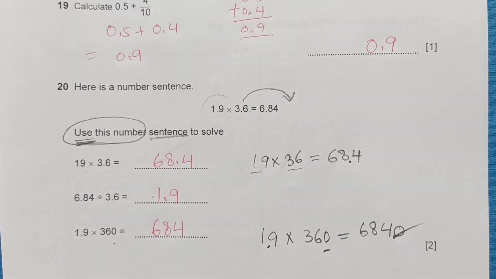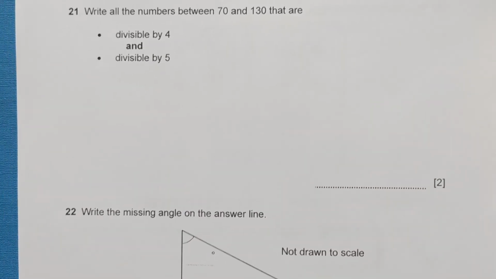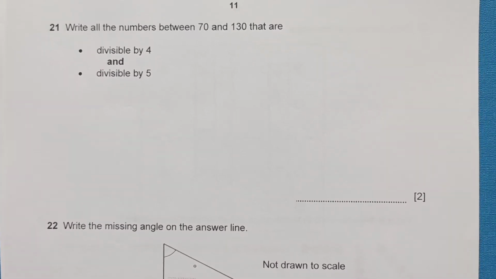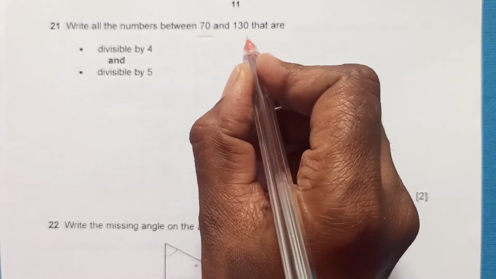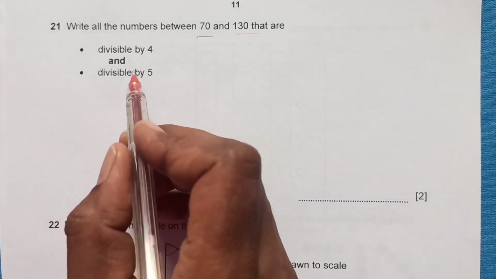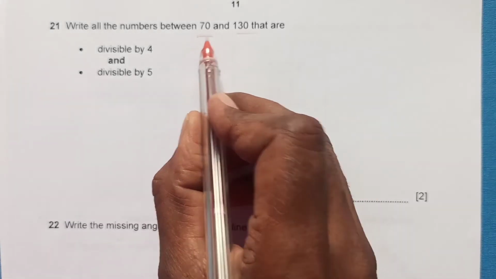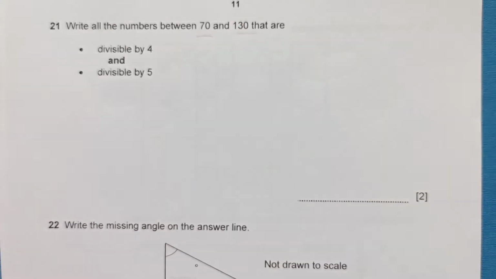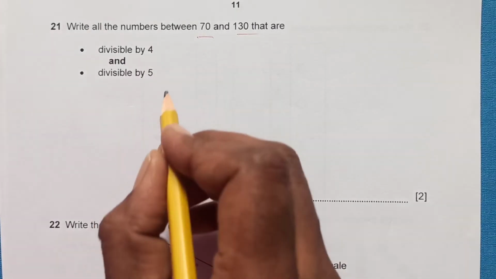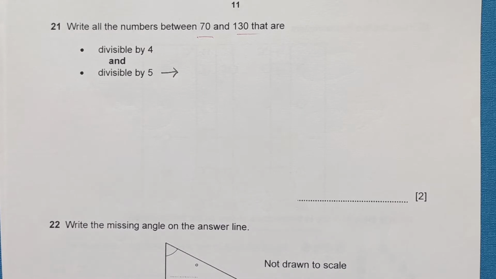Now let's move to the next question, number 21. Okay, so the question is: write all the numbers between 70 and 130 that are divisible by 4 and divisible by 5. So now we are looking for numbers between 70 and 130 which are divisible by both 4 and 5. So let's just write by 5.